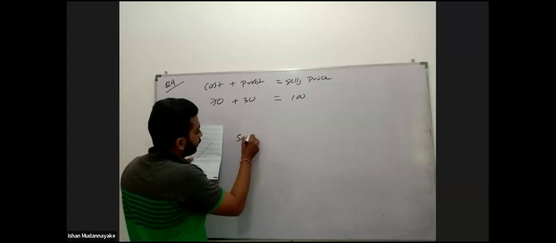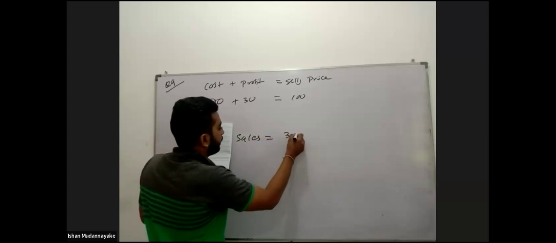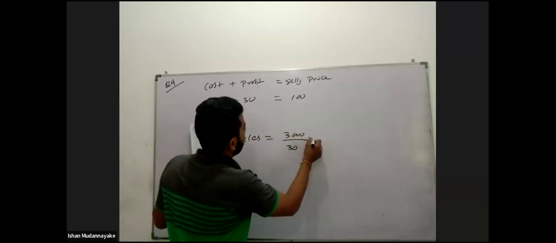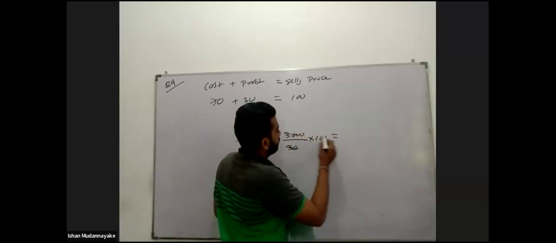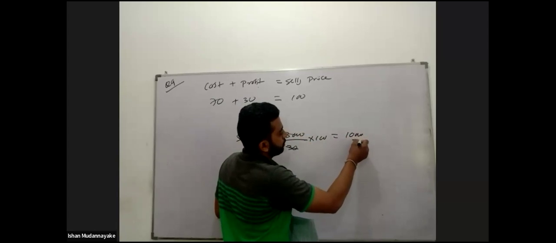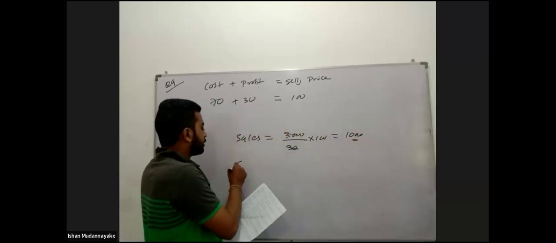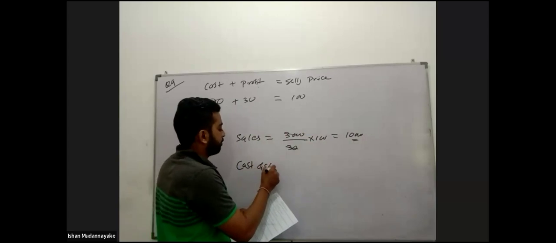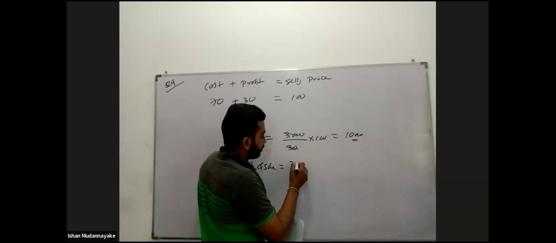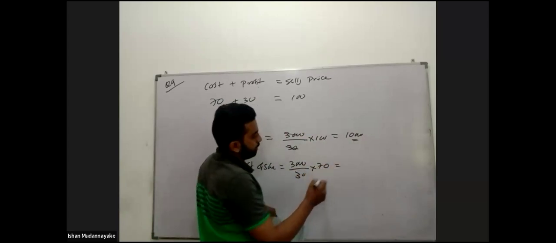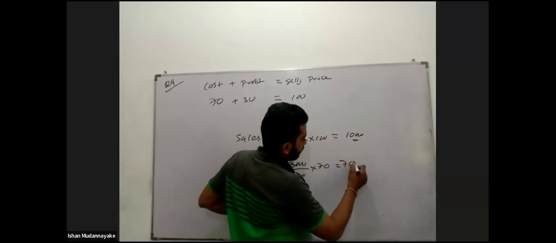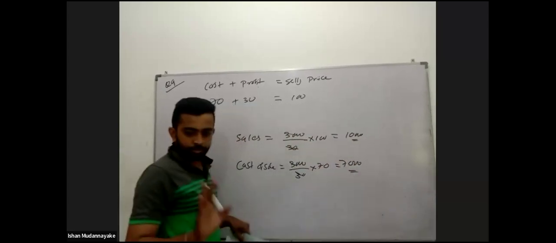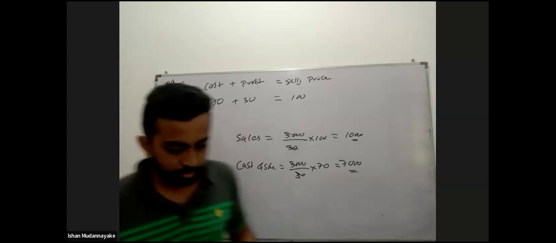You need to calculate total sales. 3,000 divided by 30 multiplied by 100. Total sales, how much? 10,000. Cost of sales of the business organization: 3,000 divided by 30, multiplied by 70. Then 7,000.